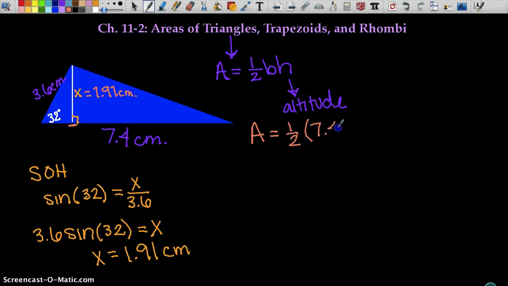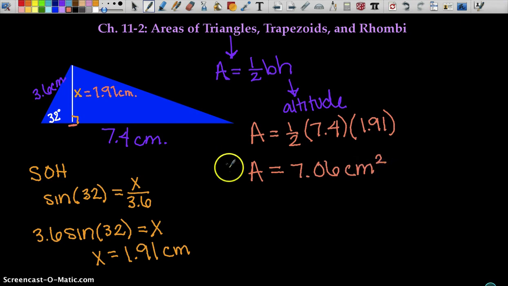So 7.4 times the height, aka altitude, which is 1.91. Alright, remember we're doing area, so we have our centimeters squared, so we multiply 1/2 times 7.4 times 1.91, and we get around 7.06 centimeters squared. There is your area of a triangle.